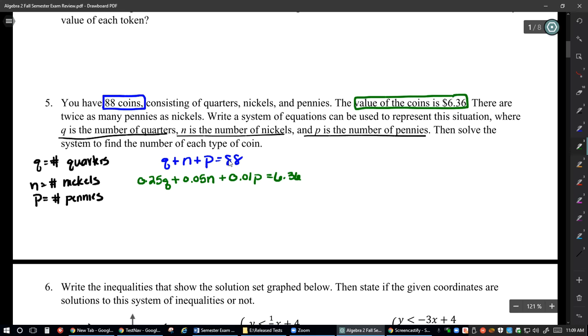$6.36. And the last equation comes from comparing, and so this says that there are twice as many pennies as there are nickels. And so the way that we find the pennies is we're going to take 2 and multiply it to the number of nickels. So this is the system of equations that represents this situation. So solve this on your own.